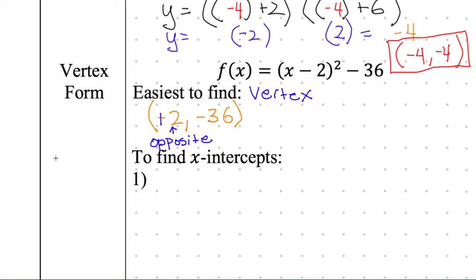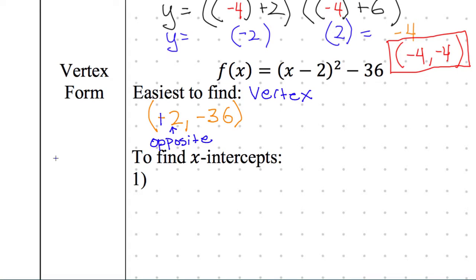Okay, so obviously the same thing is asked over and over. What's the vertex? What's the x-intercepts? Well, the vertex was really easy to find. There it was, 2, -36. But now how do I find the x-intercepts? I'll give you a hint. What do I set equal to 0 to find the x-intercepts? Quiet raised hand.